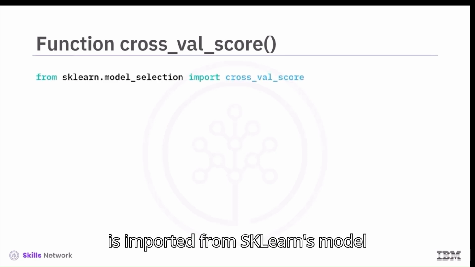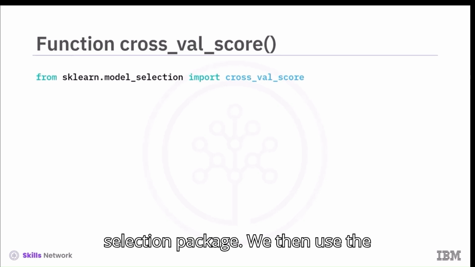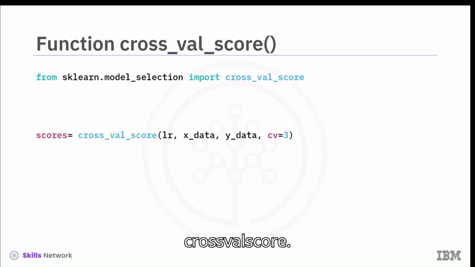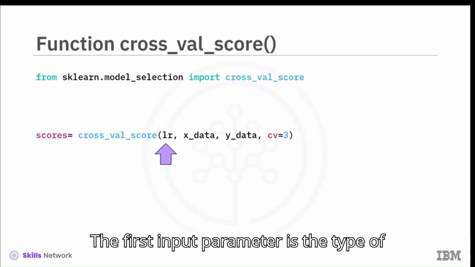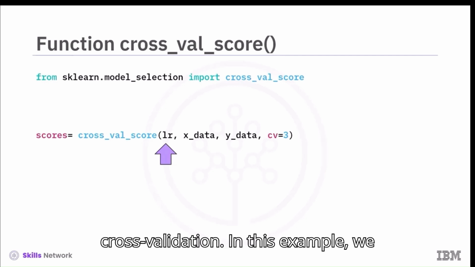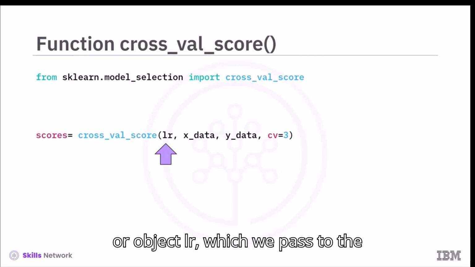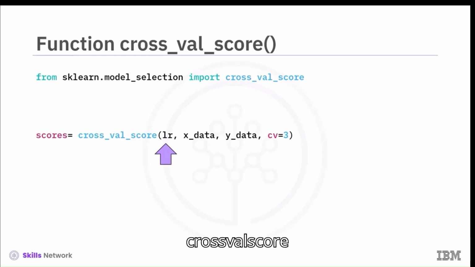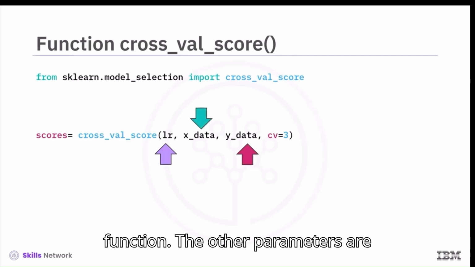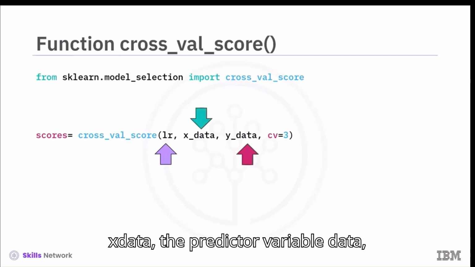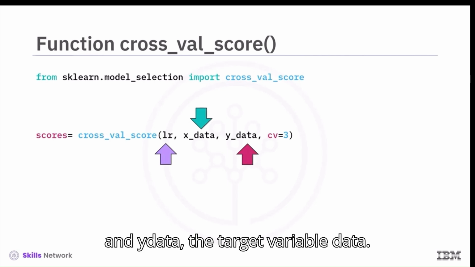This method is imported from sklearn's model selection package. We then use the function cross_val_score. The first input parameter is the type of model we are using to do the cross-validation. In this example, we initialize a linear regression model, or object LR, which we pass to the cross_val_score function. The other parameters are x_data, the predictor variable data, and y_data, the target variable data.